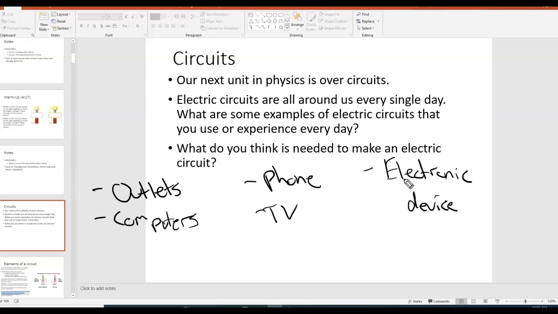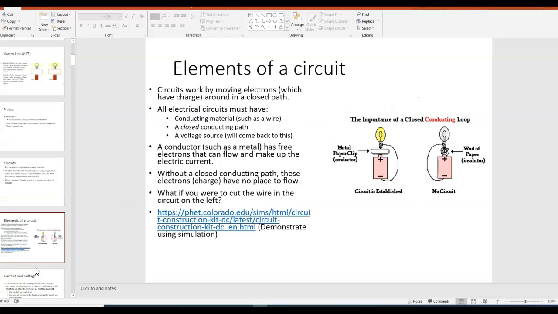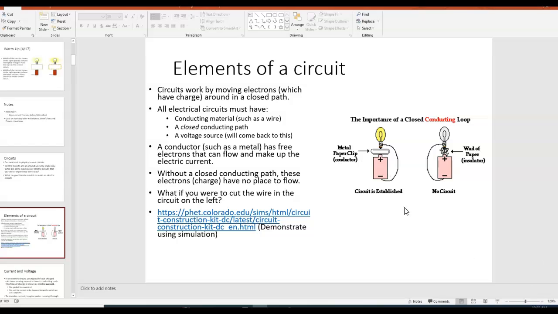And so we're going to start off by talking about, what is the circuit and what are the key elements you have to have in order to construct an electric circuit. Okay, so pause it here if you need to. I'm just going to erase this. Okay, and so the first slide of notes, right here, talks about the elements of a circuit.